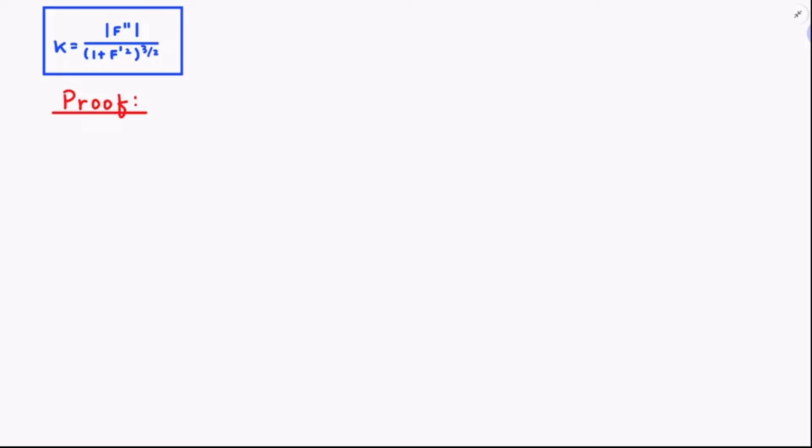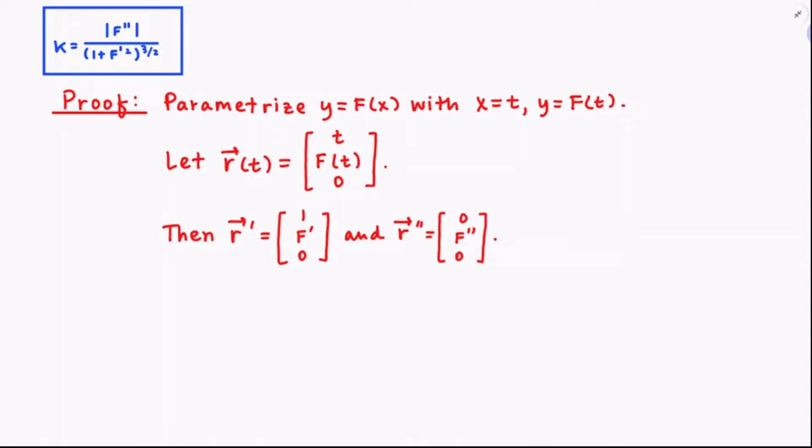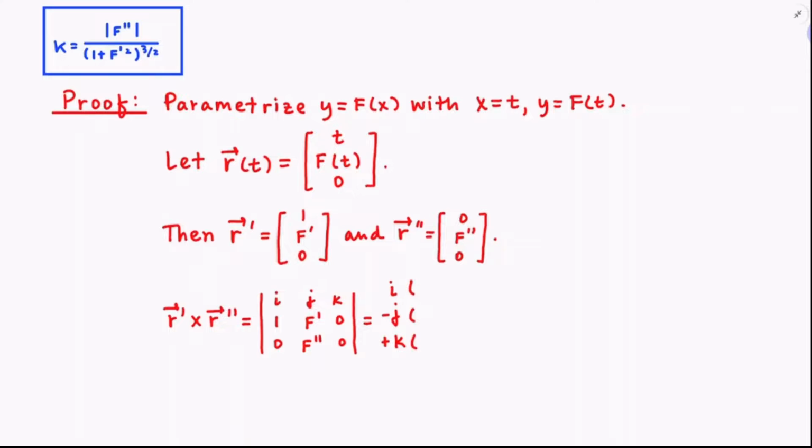But we're going to start off by parametrizing y equals f of x with x equals t, y equals f of t, and z equals 0. And so I'll have r of t equaling t, f of t, and 0. So I'm going to need r prime and r double prime. So r prime will be 1, f prime, and 0, and r double prime will be 0, f double prime, and 0. Just like with the other formula, I'm going to set up the cross product of r prime and r double prime. And notice that the first two determinants are going to come back 0.